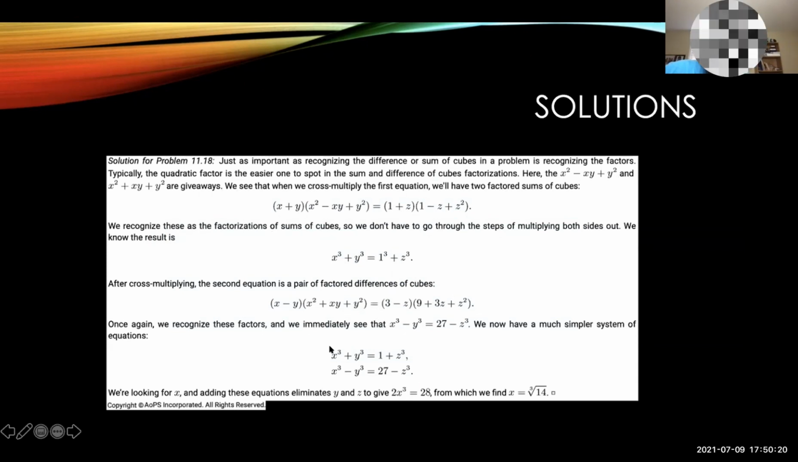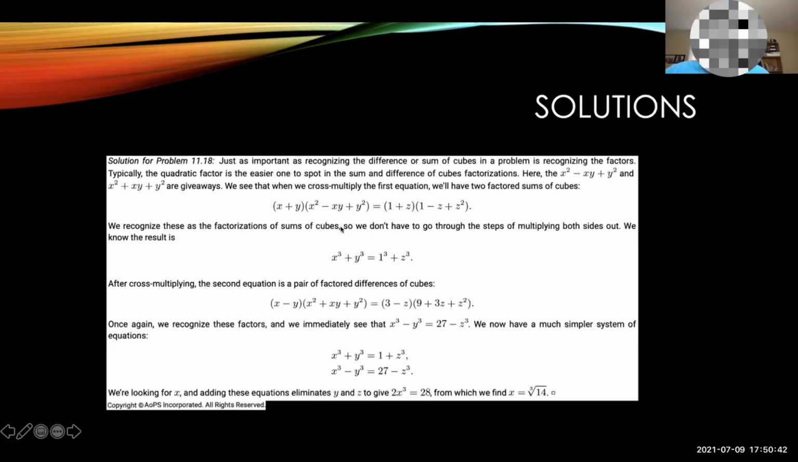So now you have these two equations, you put them next to each other, and essentially all you do is a system of equations. If you add these two equations together, these two cancel out and these two cancel out. So you get 2x cubed equals 28. And if you divide that by 2, you get x cubed equals 14. And then if you take the cube root, you'll get x equals the cube root of 14.